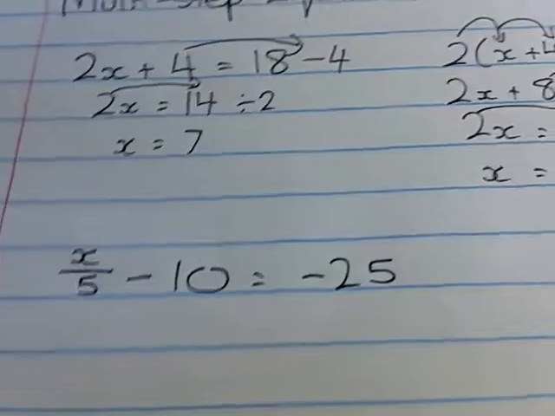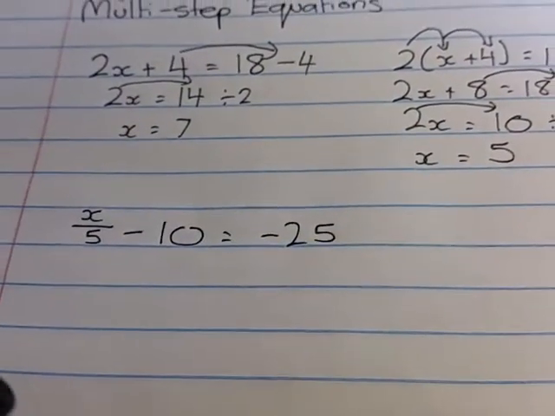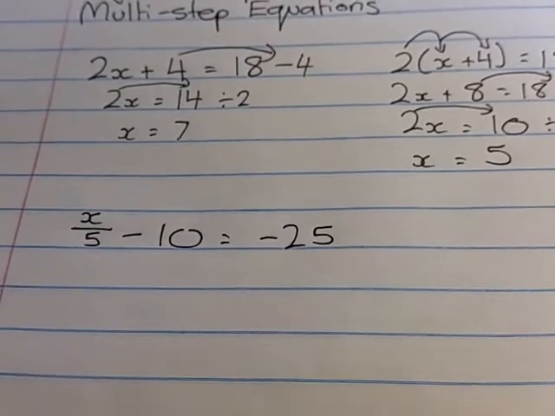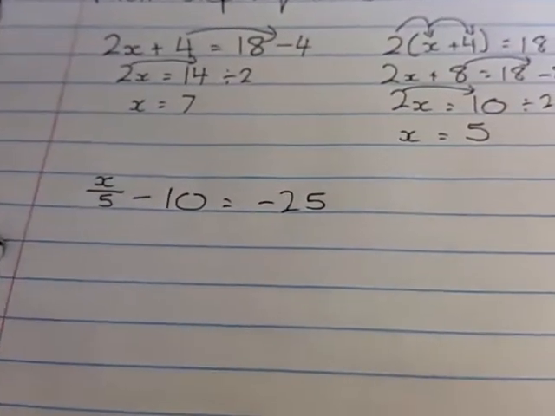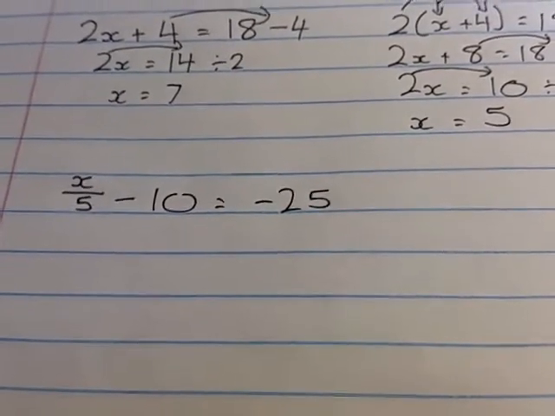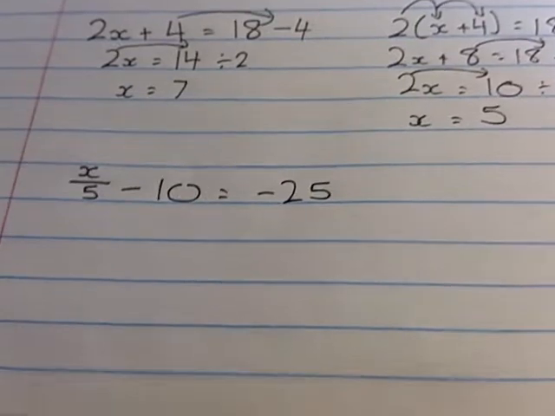So let's do x over 5 minus 10 equals negative 25. Yes, I too noticed an alarming lack of negatives in the previous video. So I decided to add some. So x over 5 minus 10 equals negative 25. Which one do we move first?